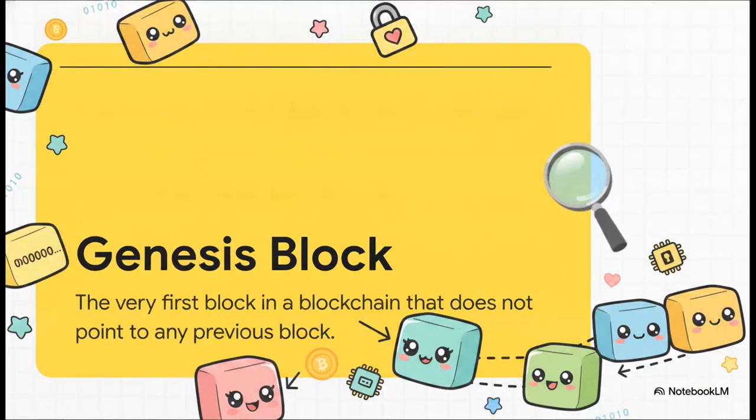For the exam, you've got to remember a very specific piece of trivia: the Genesis block. This is the absolute starting point of the chain. Because it's the very first block ever created in that specific network, it is entirely unique. Why? Because its previous hash value is just a string of zeros. It literally has no preceding block to point back to.